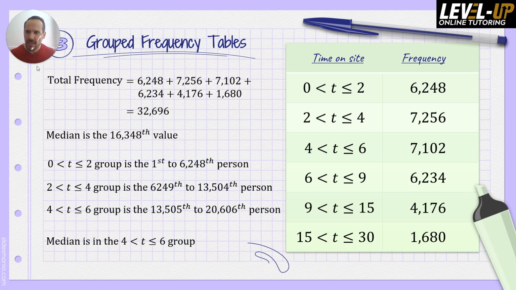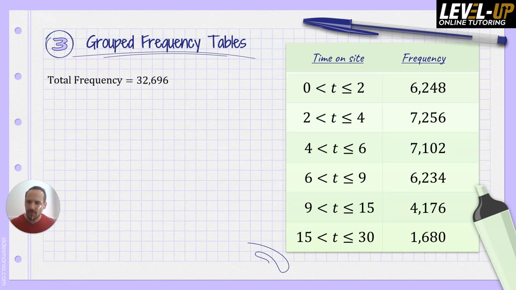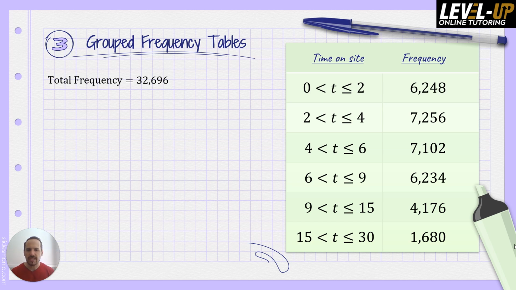So we've got the frequency there. We still want the total frequency because we're going to need that now, where we're going to try and calculate the mean. Calculating the mean here is going to be a bit tricky because we don't have the exact data points. Say that first category, we've got 6,248 people in the category of 0 to 2, but we don't know where in that category those people are. So we don't know the actual data points, and we can't add them all up in order to find the mean. So what do we do here?